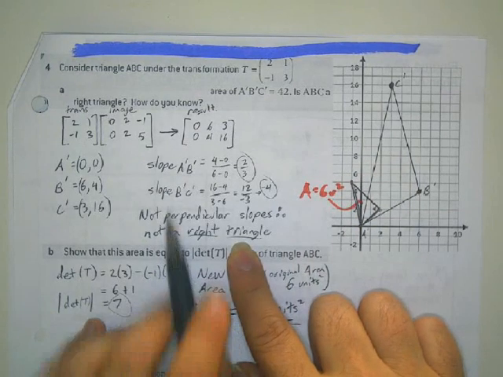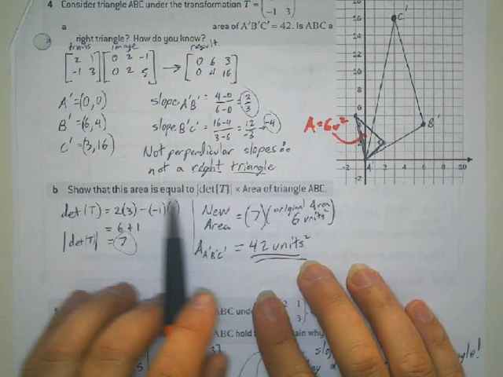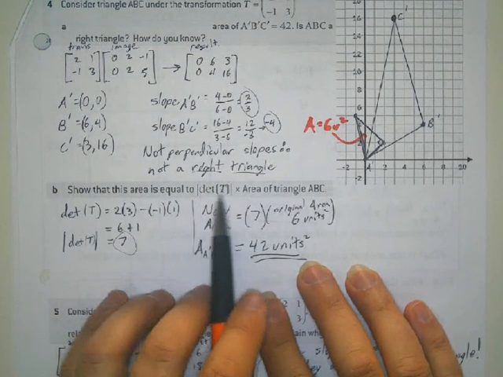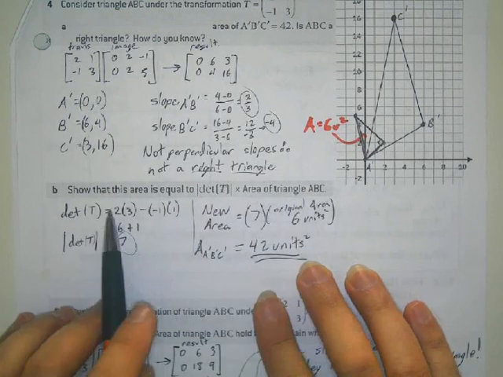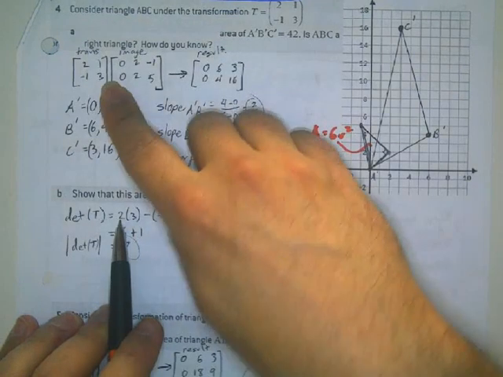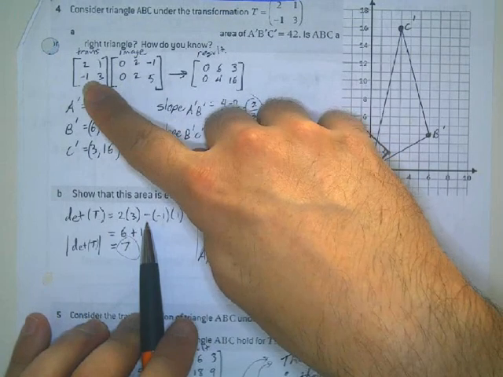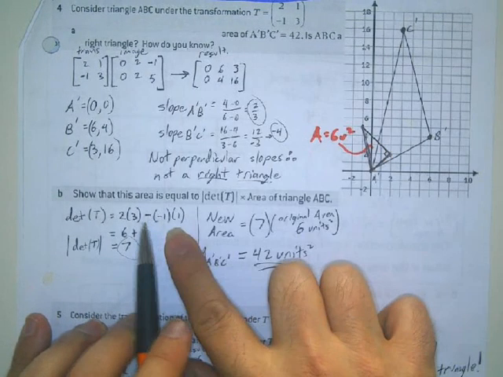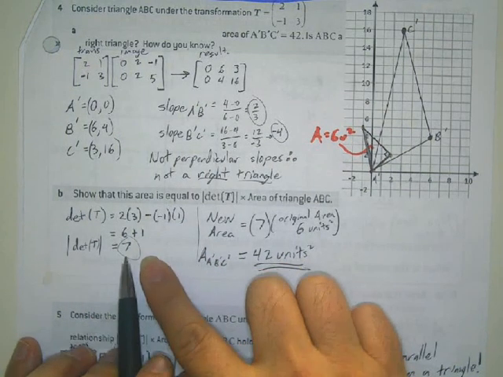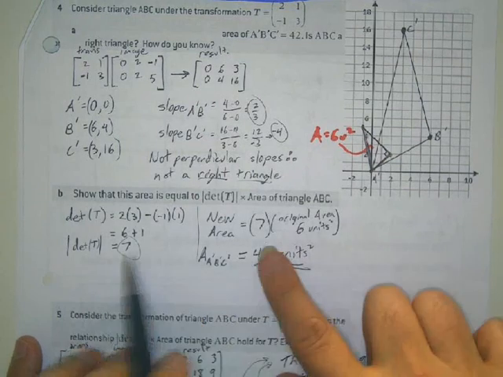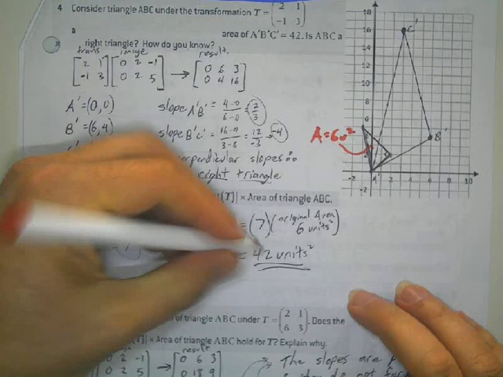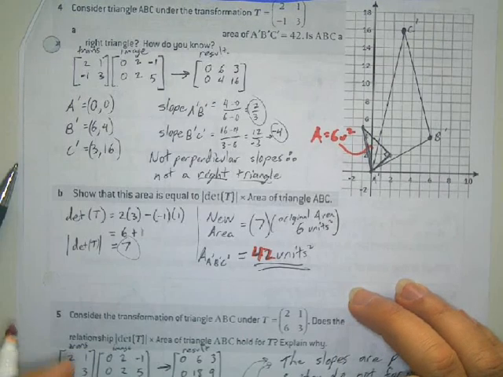Okay. So to show that the area is equal to the absolute value of the determinant times the area of the original triangle, I take the determinant of this. So I have 2 times 3 minus -1 times 1. So minus -1 means plus 1. So 6 plus 1, I'm going to get a determinant of 7. So I have 7 times my original area, which is 6 units. And now I have an area of 42 units.